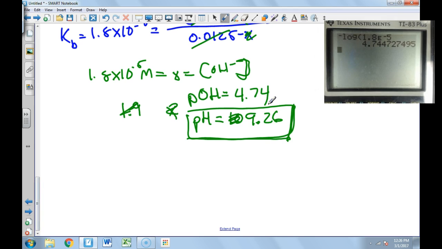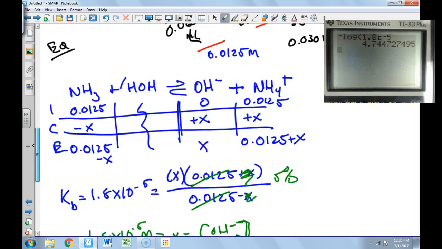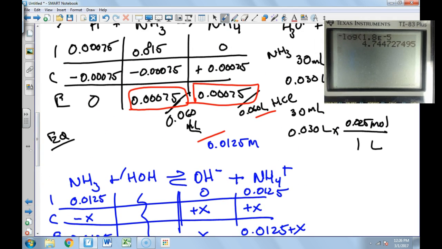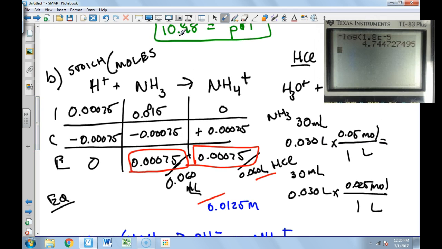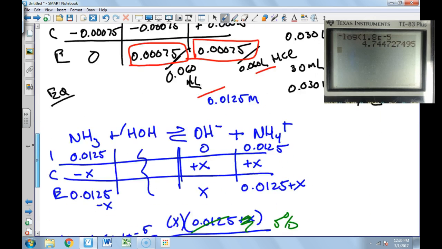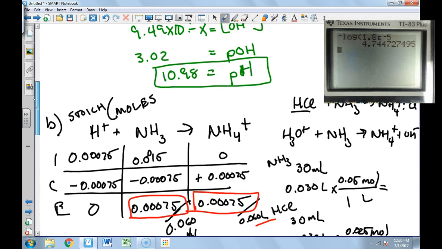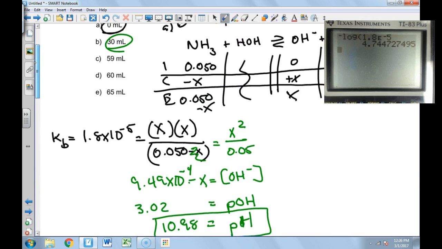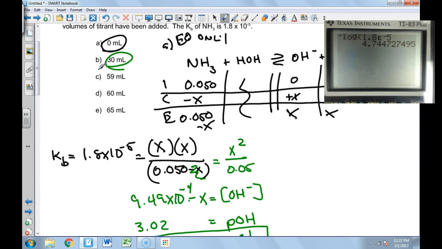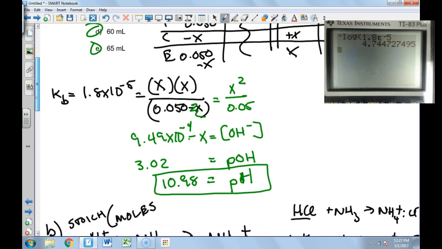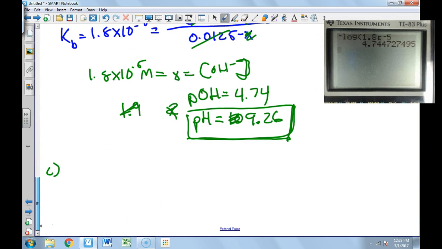Okay. And notice the difference between these two is that the pH hasn't changed much. Okay, so now part C, the pH between, sorry, go back. The pH between 10.98 and 9.26 hasn't changed much, even though we've added 30 milliliters of a strong acid. So now we're going to do 59, 60, and 65. So let's do 59 milliliters.